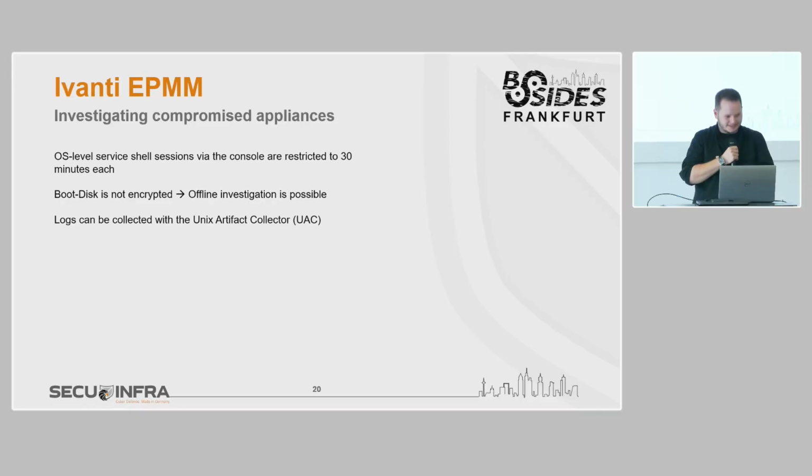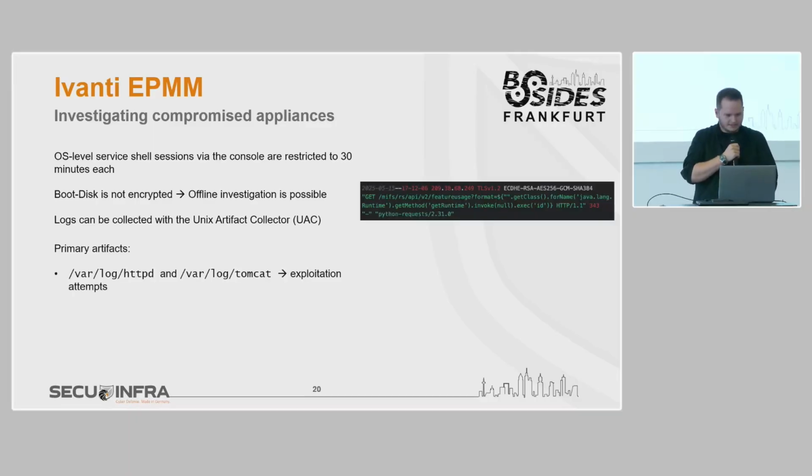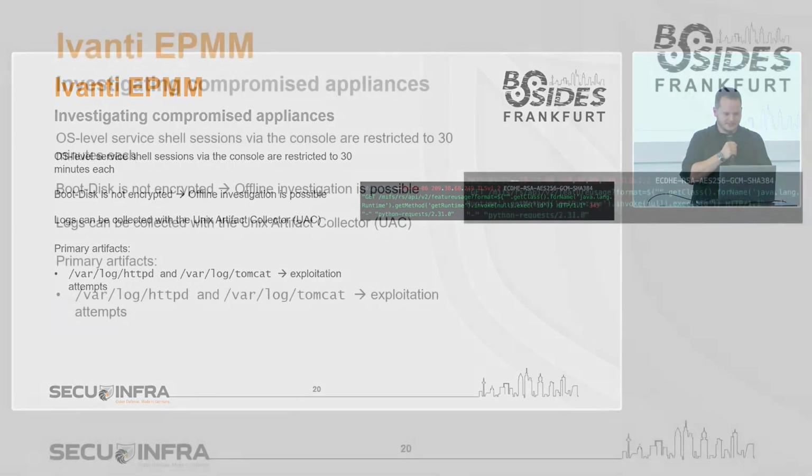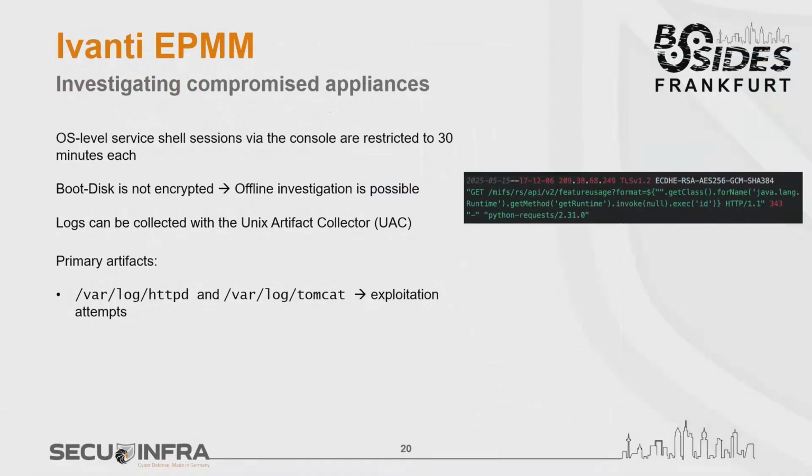So investigating these appliances, we have operating system level shell sessions that can be established, but they're restricted to 30 minutes each, so that kind of restricts us in our investigation. But on the plus side, the boot disk is not encrypted, so offline investigation is possible, aka disk forensics. And we collected most of the artifacts using Unix Artifacts Collector. So the primary artifacts that you will find on these appliances are, for one, the HTTP server logs or Tomcat logs, which show the exploitation attempts.